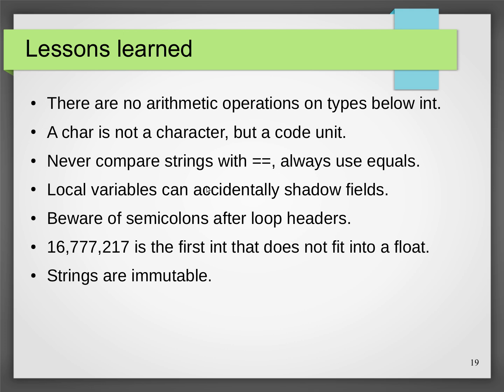Then local variables can shadow fields. In other programming languages, local variables can even shadow other local variables if you have nested scopes. That's not possible in Java. Then beginners have to be careful not to put semicolons after the loop headers. They'll get an empty loop body as a surprise. In case you ever need to know, this is the smallest positive int that does not fit into a float. So if you need integer numbers, use int, not float.